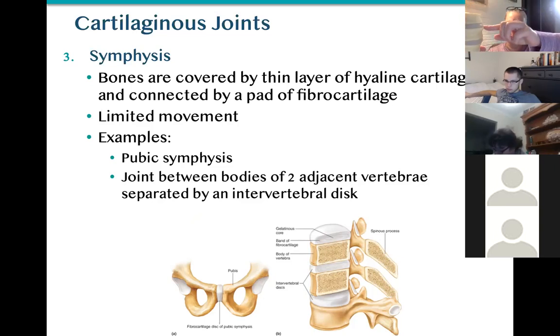right? So you have your fibrocartilage disc, all right? Limited range of movement. You have some ability to move the bones against each other because you can obviously bend your spine, right? You can bend it a little bit sideways. You can bend it a little bit backwards. You can bend it a little bit forwards, okay?